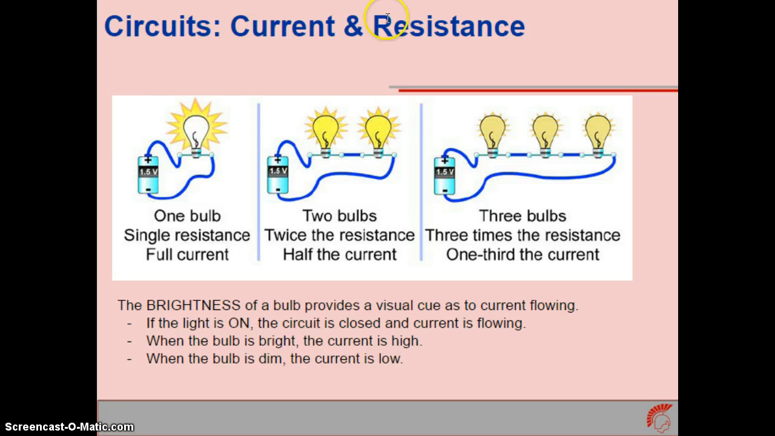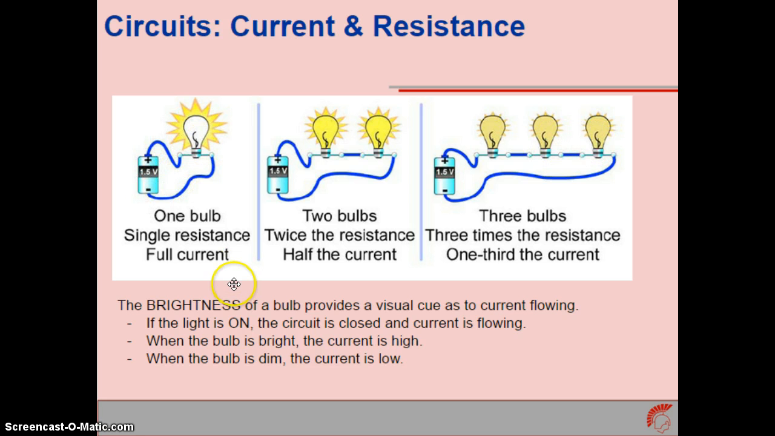So currents and resistance. So let's say I have this light bulb, I have a bulb here, and I have a 1.5 volt battery. That's my voltage here. It's pushing current through here. So one bulb has single resistance, it has full current. If I have two bulbs, it has twice the resistance, it has half the current. And we would see these bulbs getting dimmer. And if I added yet another bulb, I'd be increasing my resistance, right? 3 bulbs, 3 times the resistance, 1/3 of the current that would be in my example scenario here.